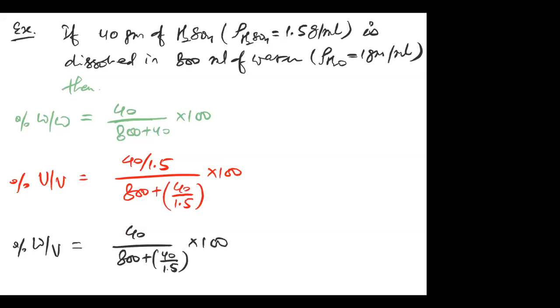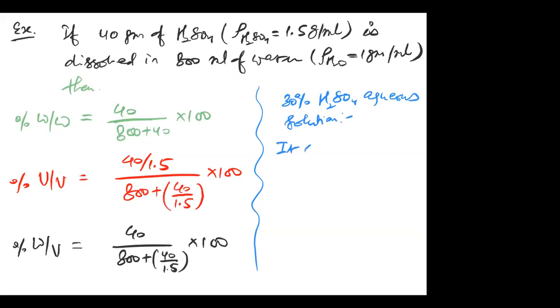It is percentage weight by volume. So one is percentage by weight, one is percentage by volume, another may be percentage weight by volume. And for example, if it is just 30% H2SO4 aqueous solution, if nothing is mentioned with the percentage, it always means 30% weight by weight. So it is the mass of solute out of 100 gram of solution. I hope it is clear? Percent means it is just out of 100.